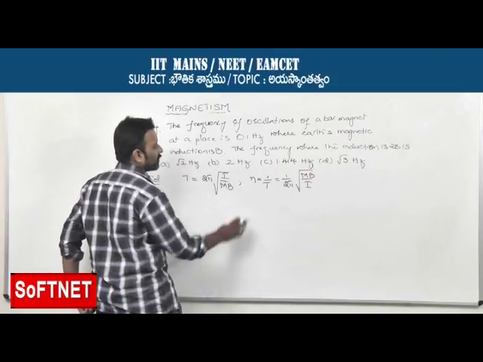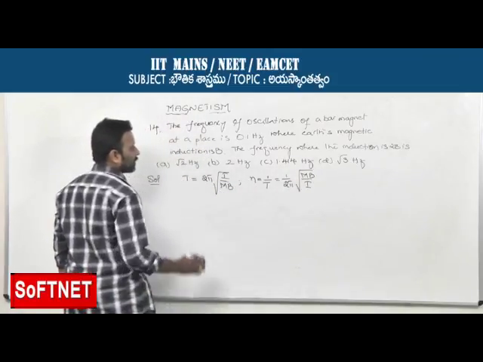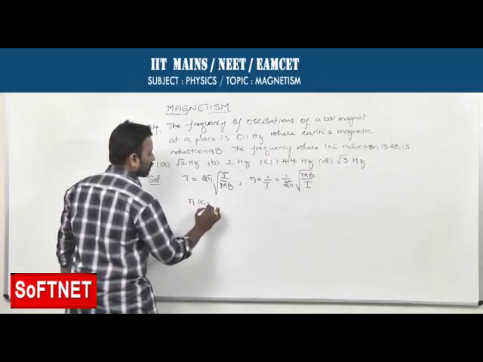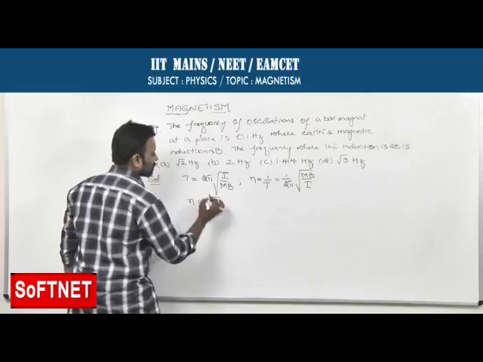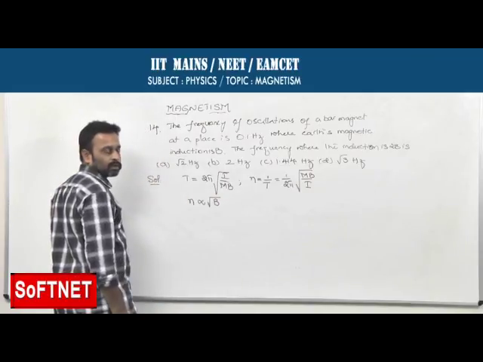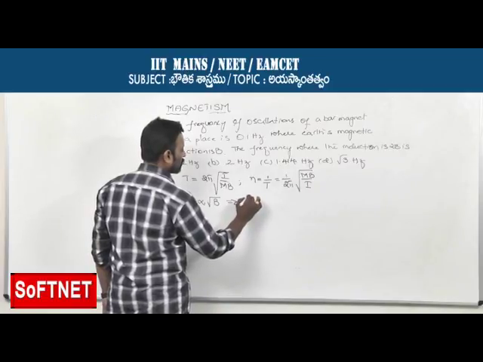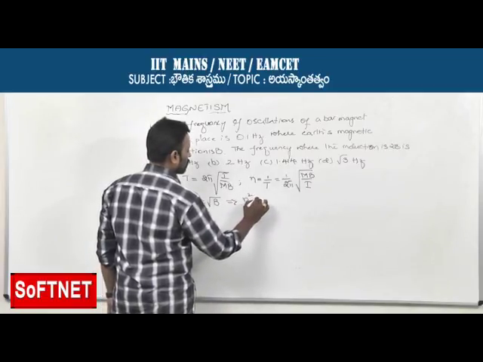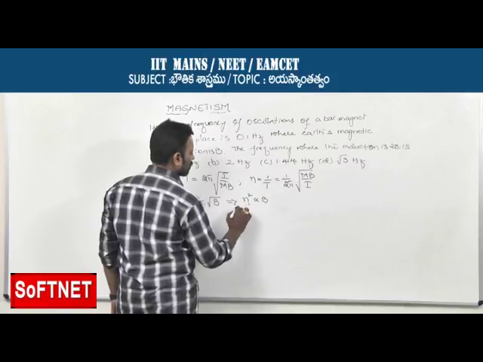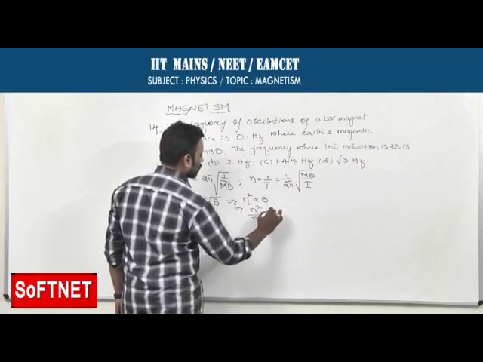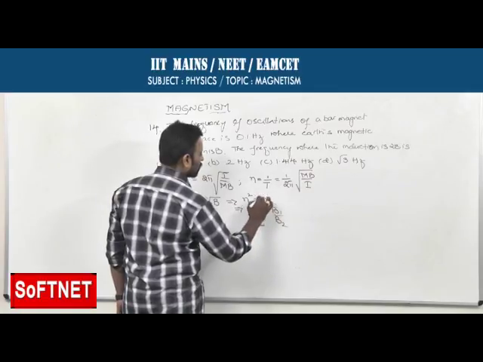Now take the relation between frequency and magnetic induction. According to that relation, frequency is directly proportional to the square root of magnetic induction. Applying square on both sides, n square is directly proportional to B. From this, n1 square by n2 square is equal to B1 by B2.